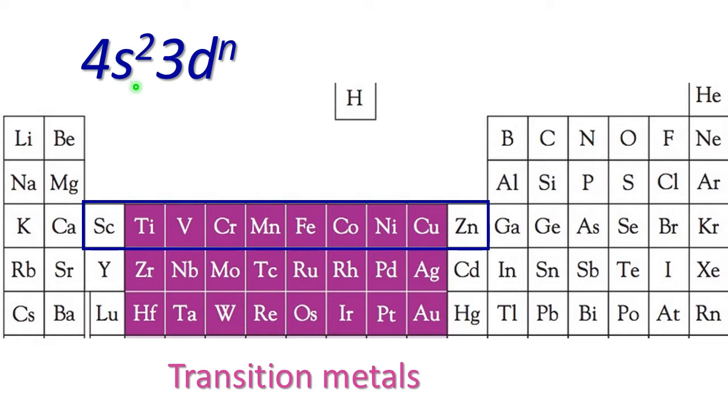All these elements have electron configuration of 4s2 3dn, starting from scandium, titanium, vanadium, chromium, manganese, iron, cobalt, nickel, copper, zinc. Now, scandium has no d electrons in its compounds, and the same to some extent is true for zinc. So in a more narrow case, people say the transition metals will be from titanium to copper.